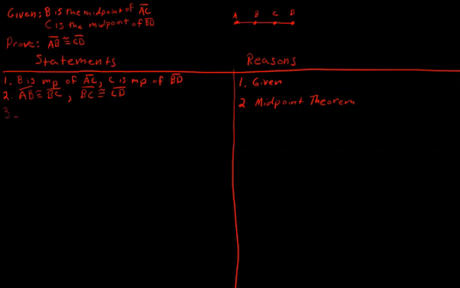Our third step here, since AB is congruent to BC and segment BC is congruent to CD, note that on both of these, we have a segment BC. And if AB is congruent to BC and BC is congruent to CD, then AB must be congruent to CD.